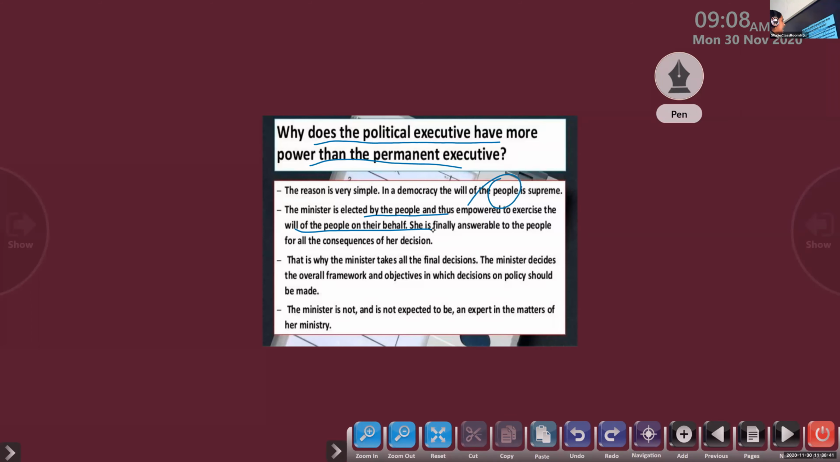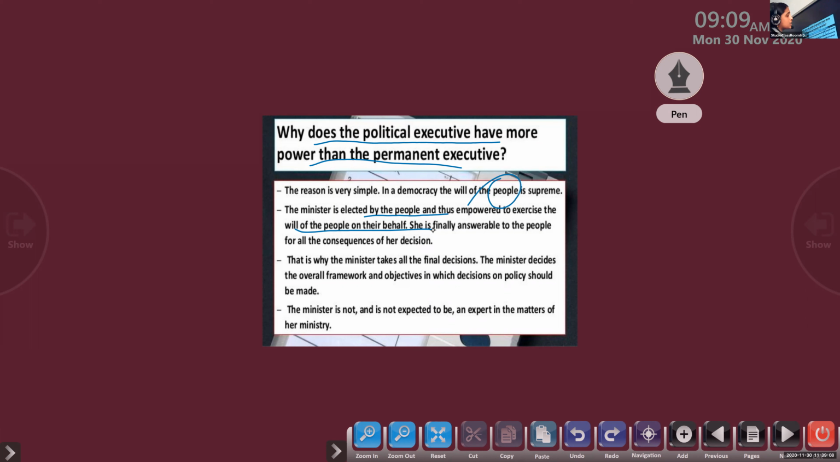The ministers are answerable to the people for all the consequences of their decisions. Nowadays, in our state, Dr. Thomas Isaac, our finance minister, is related to KIIFB. So many issues are there related to KIIFB, and the minister is answerable to the people.